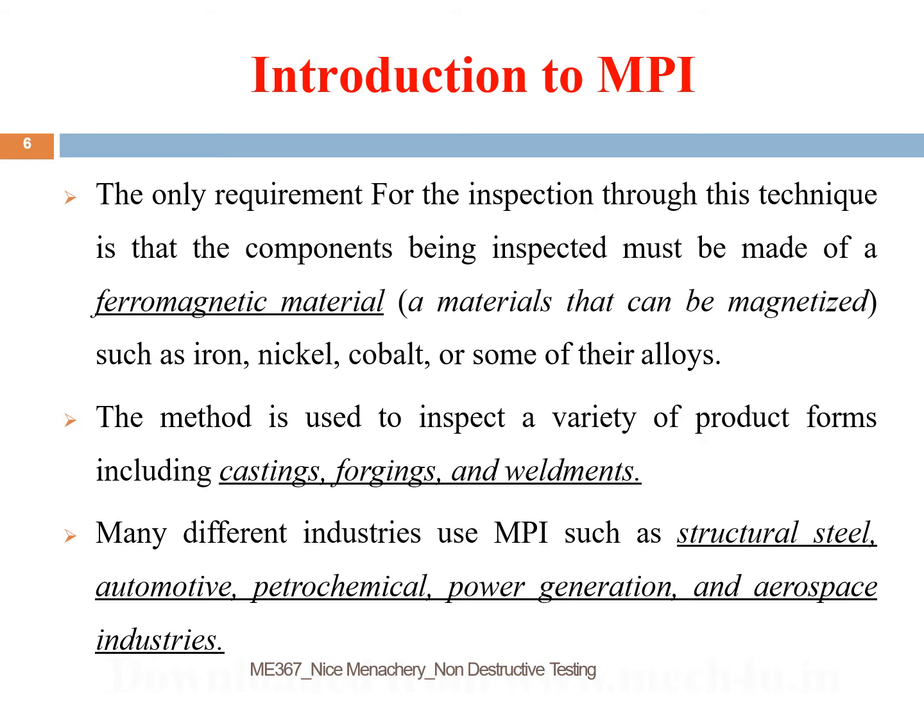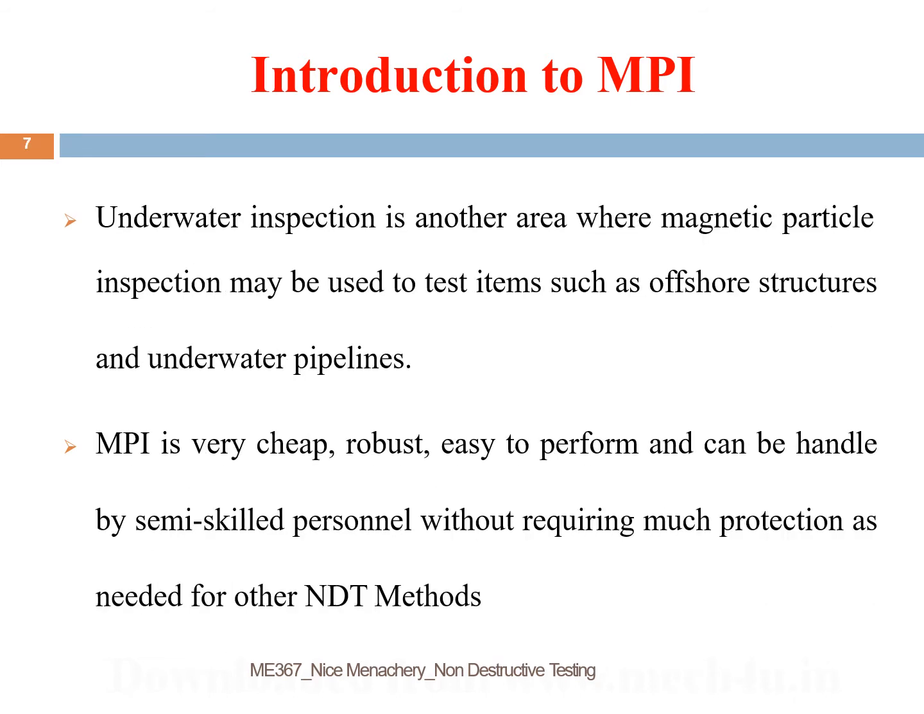The requirement for testing is that the components that are being tested or inspected must be made of ferromagnetic materials that can be strongly magnetized when an external magnetic field is applied. For example, iron, nickel, cobalt, or their different alloys. Now, they are used to inspect a variety of products such as castings, forgings, and the most important one is welded materials. Now, there are many industries that use this technique, such as structural steel industries, automotive industries, petrochemical industries, power generation, as well as aerospace industries.